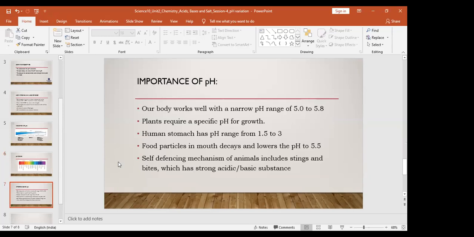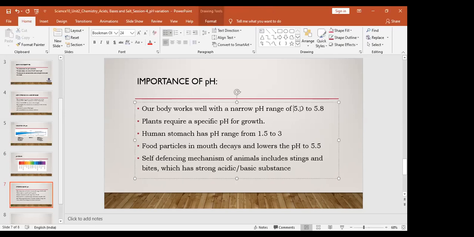So why do we need to learn about pH after doing all these things? Because if a substance is acidic, how is it going to help us? There is certain importance of pH in our day-to-day life. A human body works with a very narrow pH of 5.0 to 5.8, and it includes most of the life processes. So the acidity in the human body generally helps in better functioning of the body.